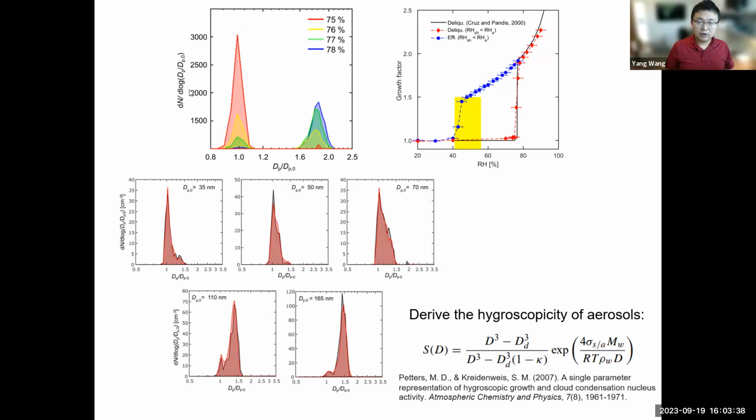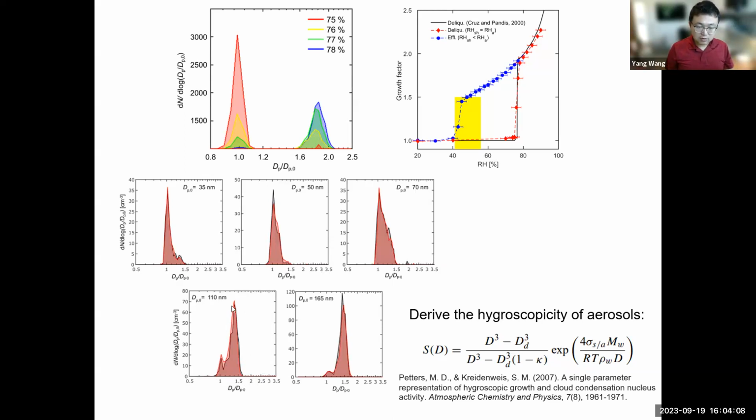So then we could also apply this method for measuring the ambient aerosols. For example, we introduced aerosols with different sizes, and you can see they have different size distributions. They shift to the larger sizes. From these size distributions, you can find out that aerosols have different hygroscopicity, right? And also you have different peaks here, which means there is some mixing effect where different components exist in particles with different sizes.